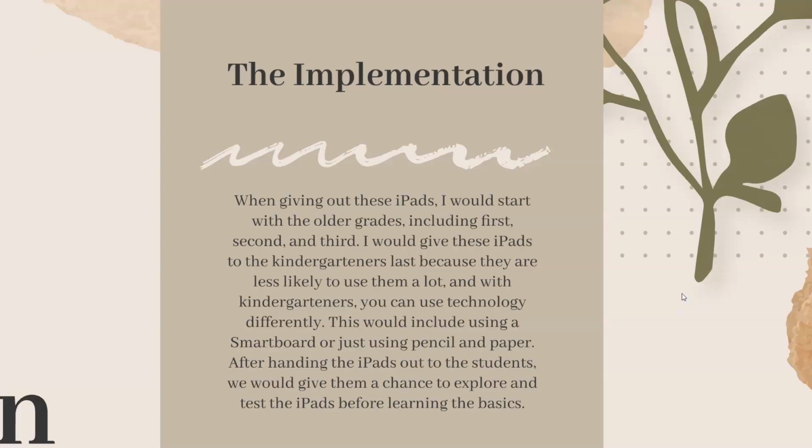The implementation. We would start by giving these to the older grades, so that would include first, second, and third grade. These are mostly for those students that would be able to handle it and be able to learn. And then after we introduce them to those grades, we would then introduce it to our younger grades, which would be kindergarten. When introducing these, you obviously want to give children some time to explore it and figure it out on their own.